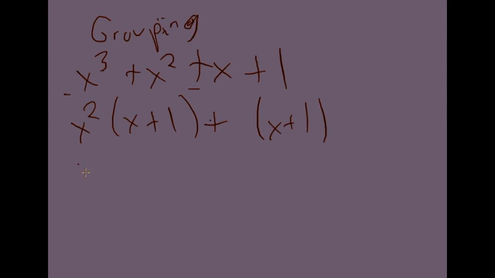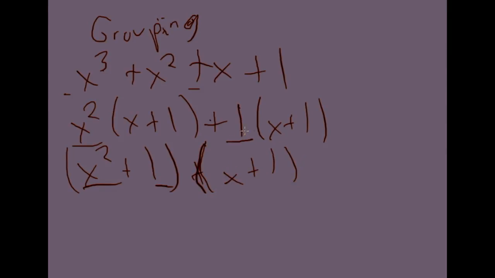Now you can group it. So x squared plus 1. I'm going to put that 1 here so it's not confusing. These things are equivalent, okay? Times x plus 1. Because these parentheses are equivalent, so you can group them together.